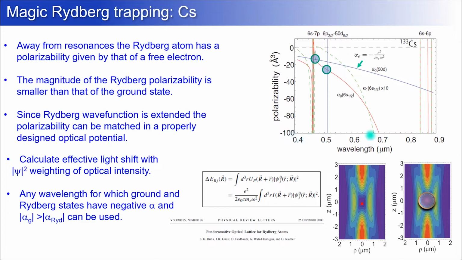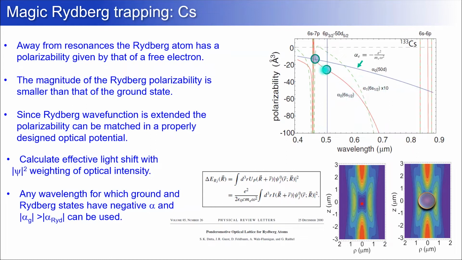So here I plotted the polarizability versus wavelength. The polarizability multiplied by the local intensity tells you the energy shift of the atomic state. This red curve here is the polarizability of a cesium atom in its ground state. Depending on the wavelength, there are some resonances, but in this region here, it's negative.